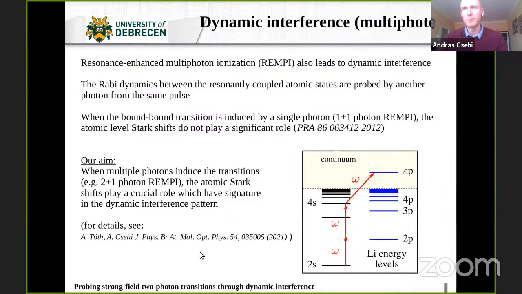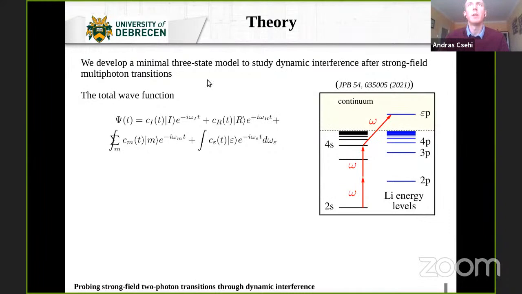As I told before, we want to focus on the 2+1 photon REMPI. Namely, we induce a two-photon Rabi dynamics between two bound states of the atom, the lithium atom in this case, and probe this dynamics with a third photon that leads to ionization. To do that, we developed a theory. We want to obtain a minimal model, a minimal three-state model, to understand the physics of this process.